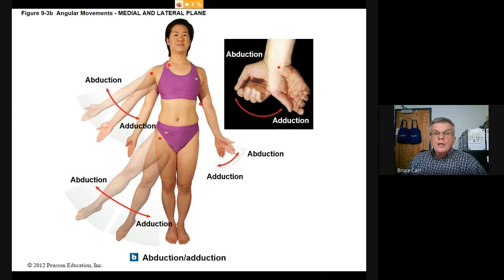Looking at the model rotated 90 degrees, here are angular movements around the medial and lateral plane. Now, reminding that our terminology in the anatomical position defined this midline. Medial meant moving toward the midline. Lateral meant moving away from it. And we're identifying two joints here. This joint is, again, the hip joint.